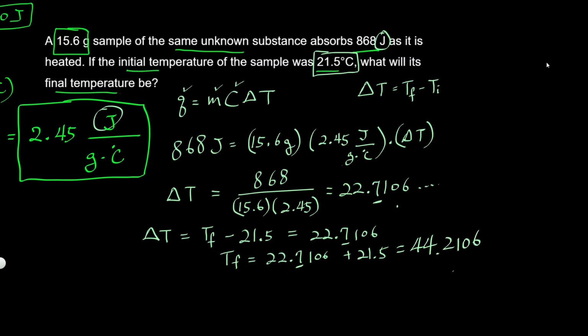It's going to be 44.2106, and on. But here's the thing: since we added, we have to keep the least precise as our sig fig. The least precise here was tenths. And remember from the earlier example, when we multiply and divide, our sig fig was up to tenths as well. So we have to keep our answer to tenths. So we have 44.2 degrees Celsius. That should be our T final.